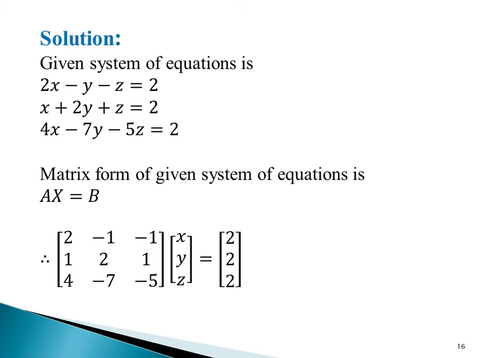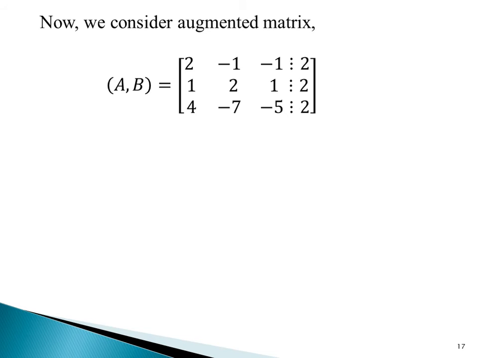Okay, now here we have to find the rank of matrix A, then the rank of matrix AB, by reducing this given matrix to echelon form. So for this, first we consider the augmented matrix AB, which is simply given as matrix A, and we just have to add one column of matrix B. Okay, so this is the matrix which is called the augmented matrix.